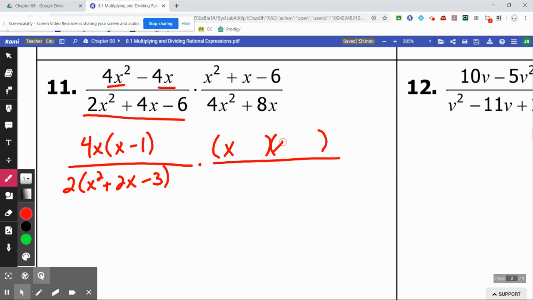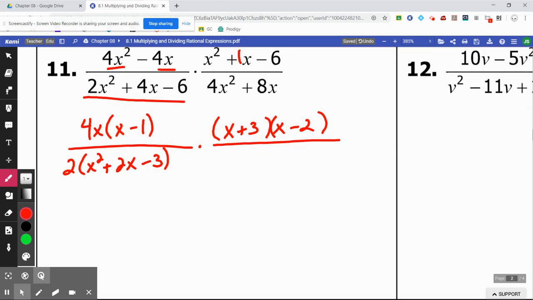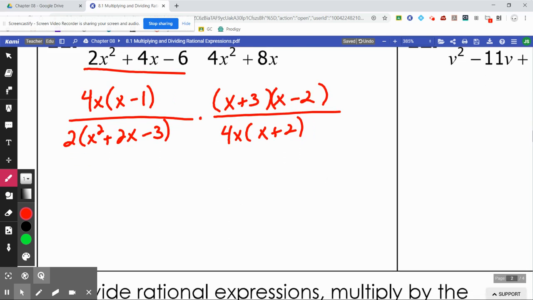An x and an x gives you an x squared. Adds to give you 1, multiplies to give you a negative 6 will be a positive 3 and a negative 2. On bottom, let's factor out a 4x, and you're left with an x plus 2. Now, instead of having to rewrite this whole thing again, let's go ahead and factor this. Adds, multiplies would be a positive 3 and a negative 1. So that'll be x plus 3 and x minus 1. There we go.